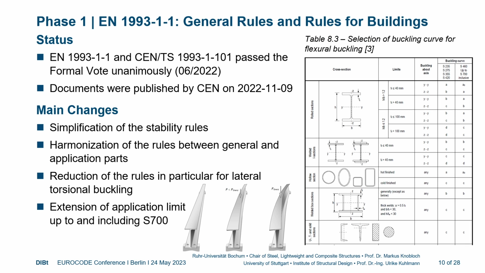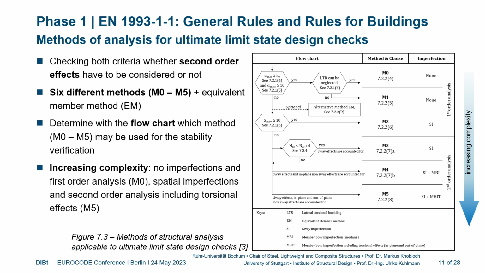You see here, for the buckling curve, an extra column for steels between S460 and S700. I already started with this. I think this is also an important point of our new part 1.1. We created a special section which gives a link between the method of analysis and the type of verification.